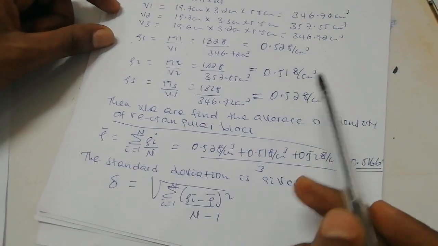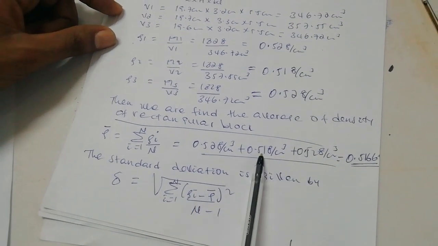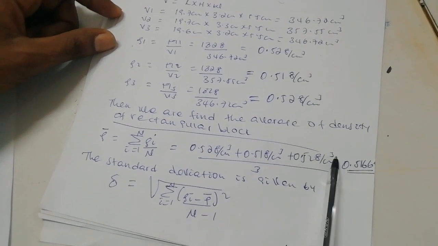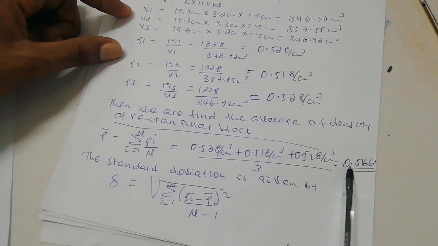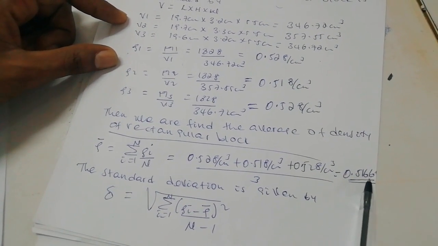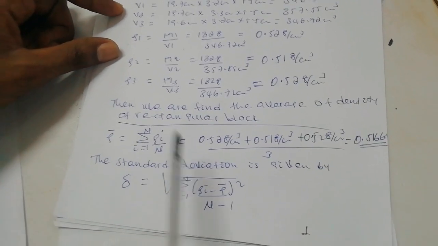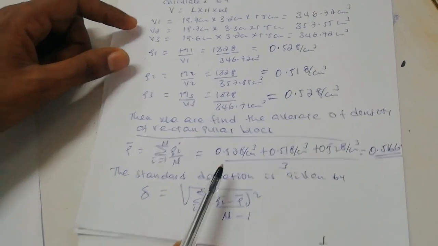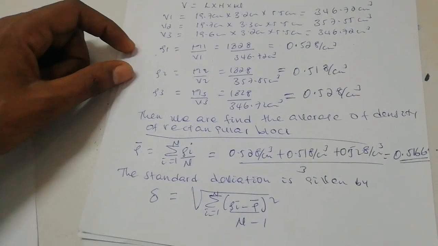This means the individual measurements are 0.52, 0.51, and 0.52 gram per centimeter cube, divided by the number of measurements, which is three. So its mean is around 0.5166 gram per centimeter cube. This is the mean for the density of the rectangular block using the meter stick. The second step is to find the standard deviation for this density.